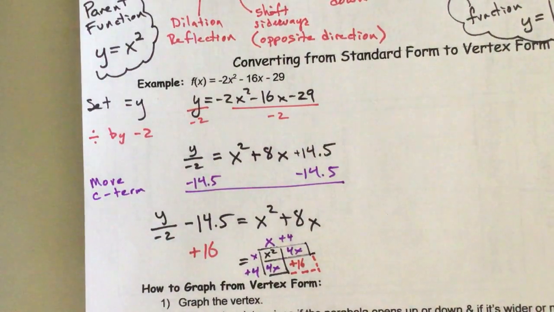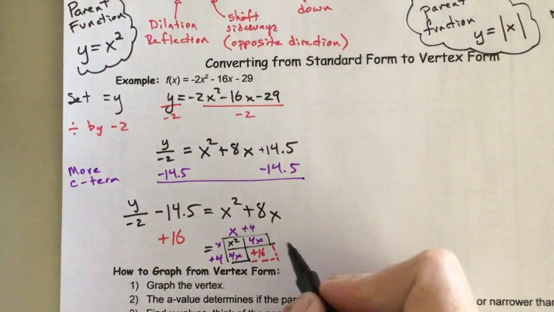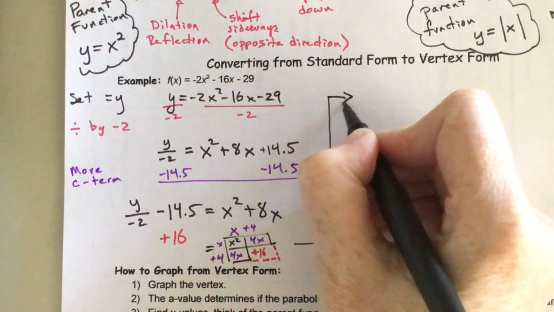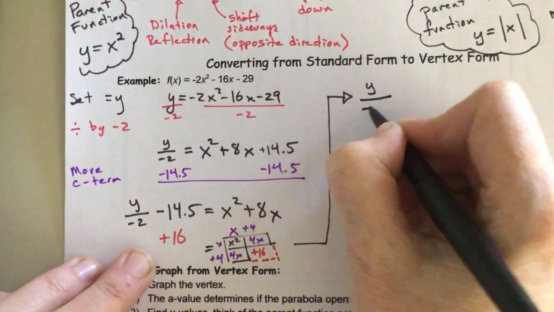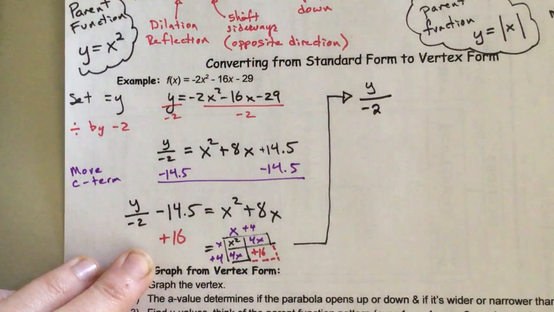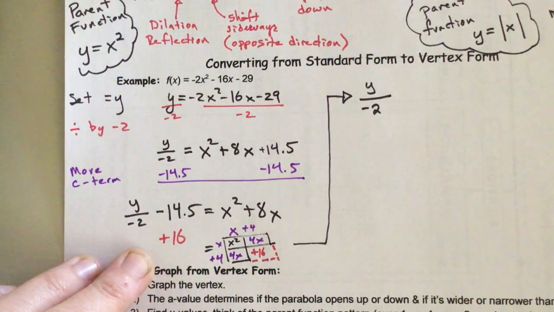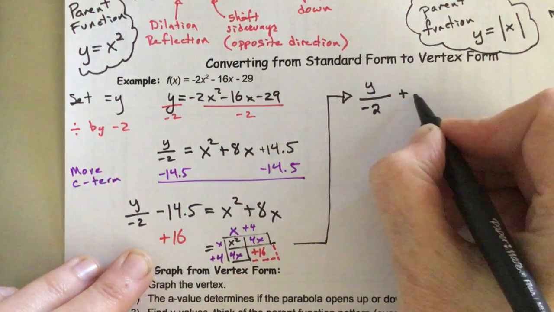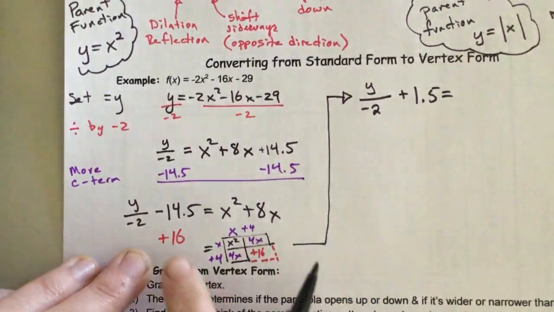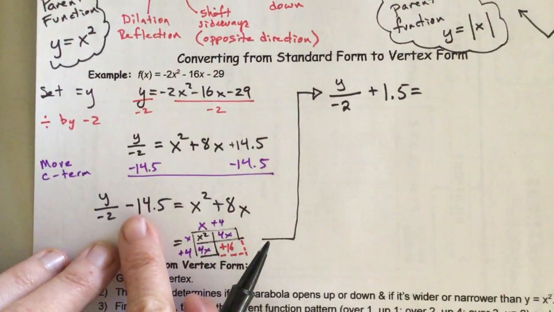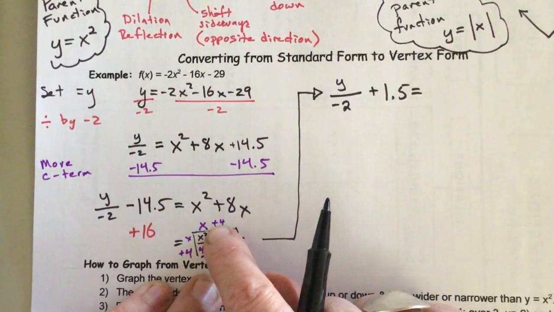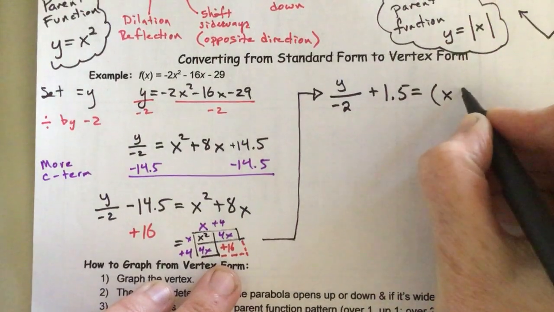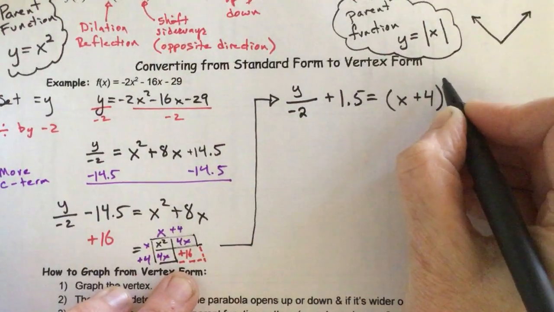So I'm going to come on over here now. On this side of the equation, let's clean it up. I have y divided by negative 2, and then I have negative 14.5 plus 16. So that's going to turn into just plus 1.5. That's on that side of the equation. On the other side of the equation, I am going to write this as a perfect square. Length times width, it's going to be x plus 4 squared.